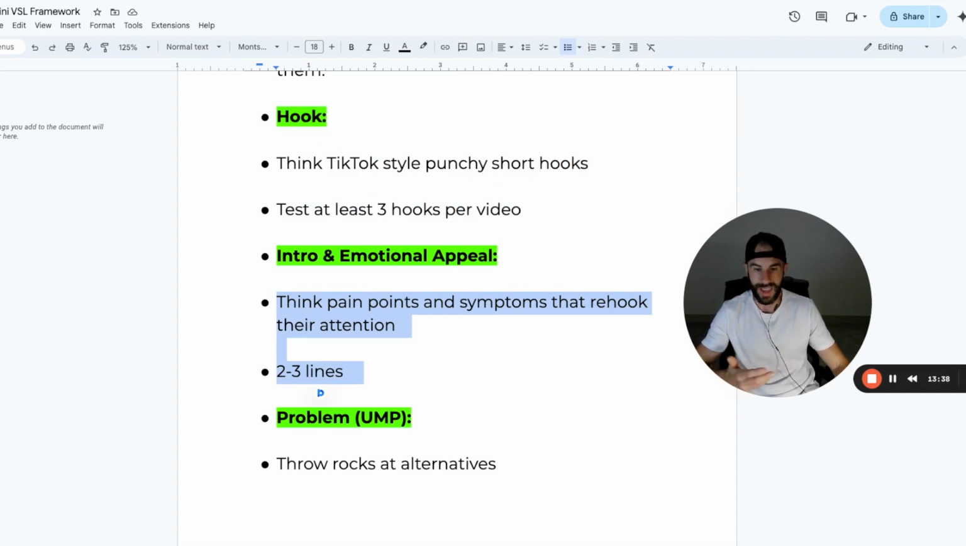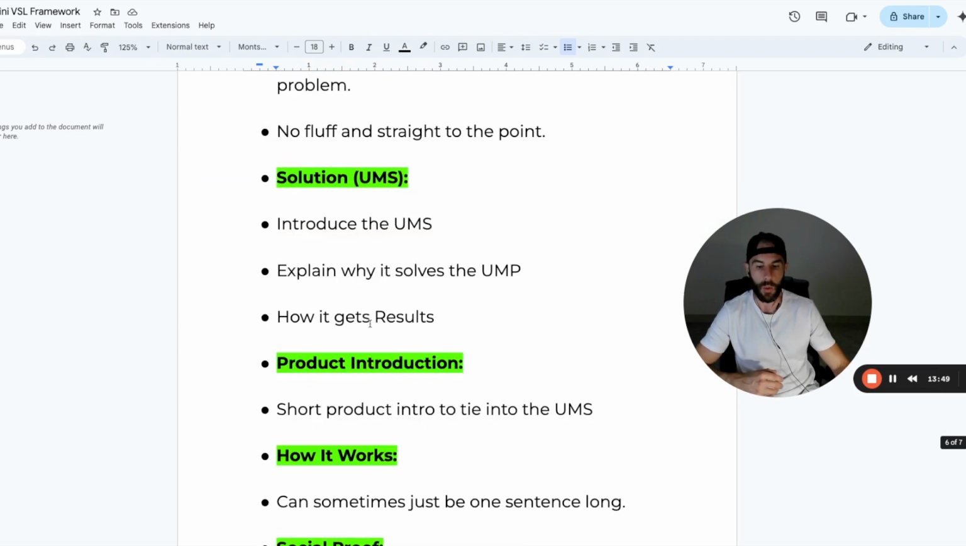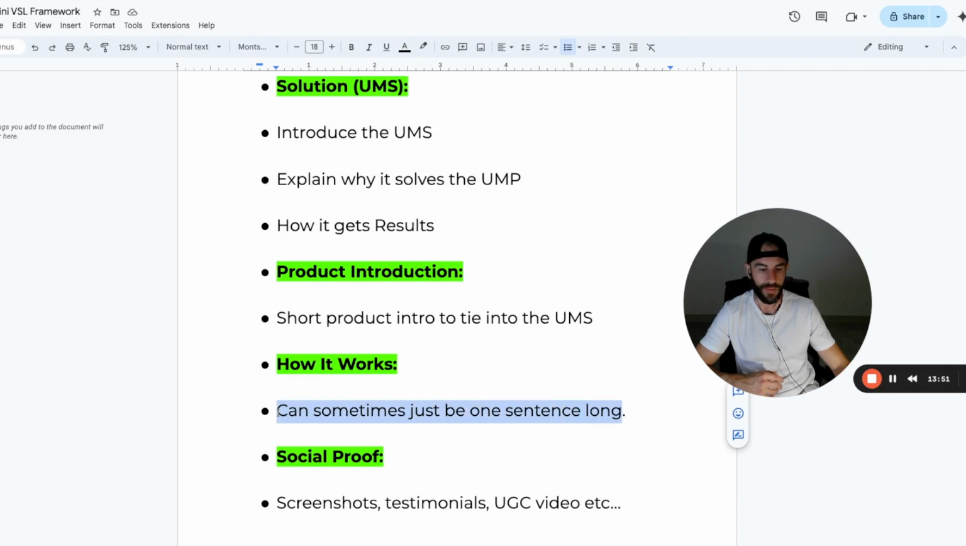So again, just like any other form of copywriting and marketing, you need to do your research. You need to understand what people want to avoid, what people want to achieve, what have they tried that didn't work for them. And one of the other things is in the how it works section, you want to make it very, very easy. So that's why it can be 1 sentence long. It's like, take 1 spoonful of this 30 minutes before you go to bed and you'll sleep better than you've ever slept in your entire life.